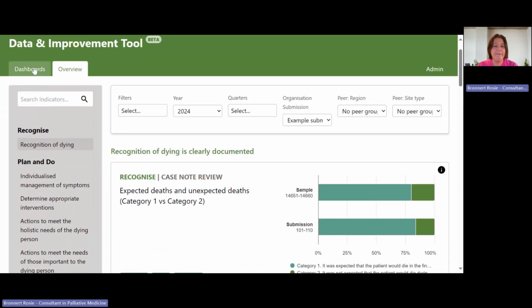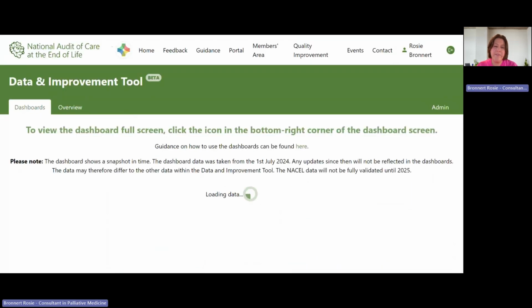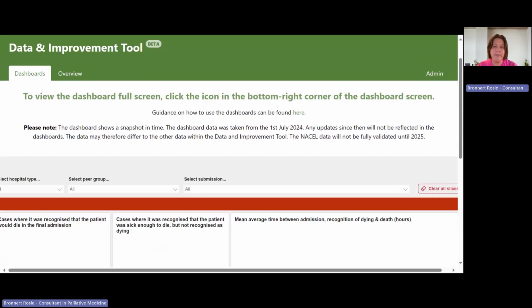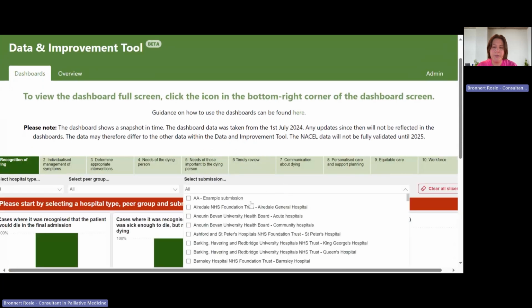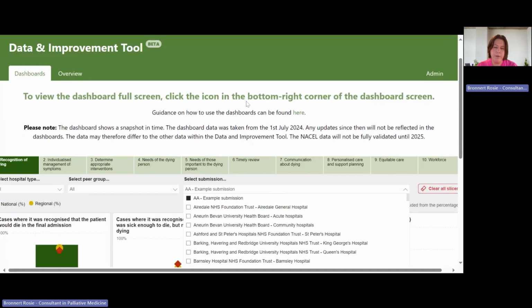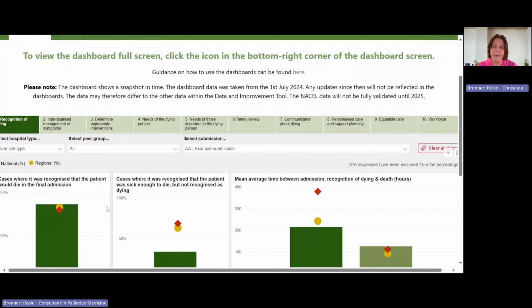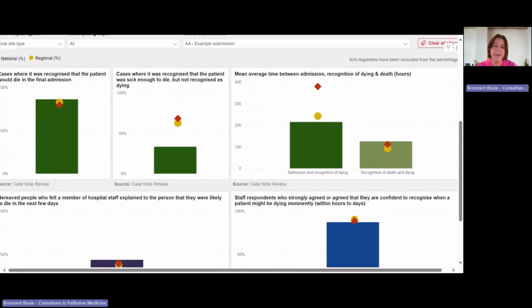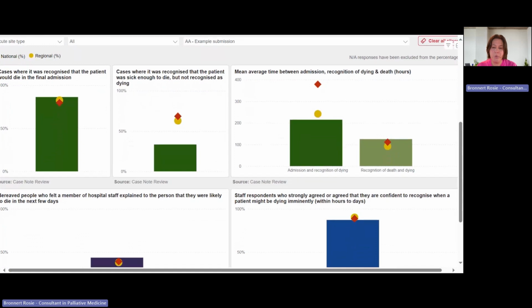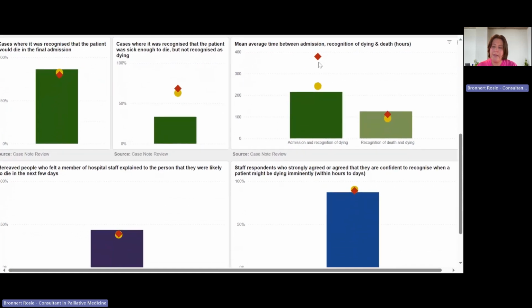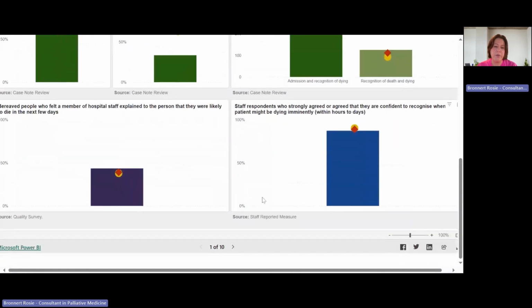And then just as a reminder, there is also a dashboard view where things are grouped together. Now on this view, it's really important that you select your submission, otherwise the data itself doesn't really make sense because it looks at cumulative time. And so here it reflects again some of those trends that we were talking about, where there is a difference in terms of the times between admission and recognition of dying, but actually quite a lot of commonality in the time between the recognition of dying and death.